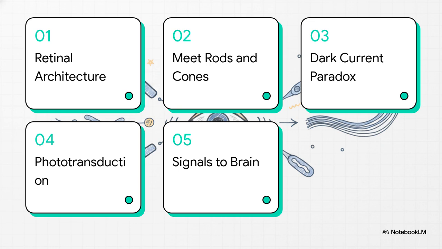From there, we'll walk step by step through the split-second phototransduction cascade, and finally, we'll see exactly how that tiny cellular signal is sent all the way to your brain. Let's get right to it.